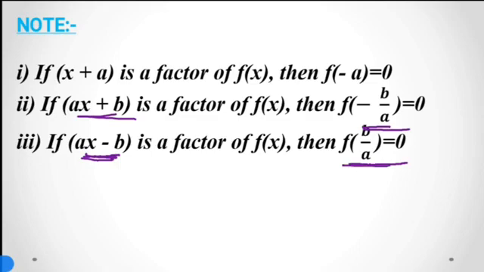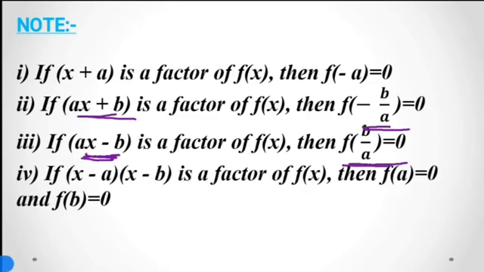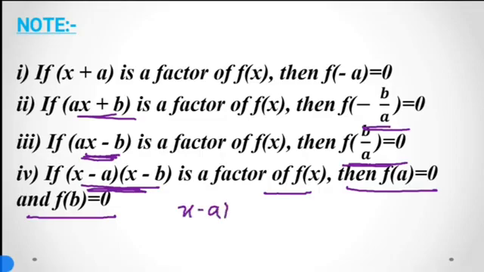And similarly, see the fourth note. If x minus a into x minus b are the factors of f of x, here we get two factors, right children? So x minus a into x minus b is a factor of f of x. Then f of a equals 0 and f of b equals 0. Just equate this to 0. That means we get x minus a into x minus b equals 0, right?